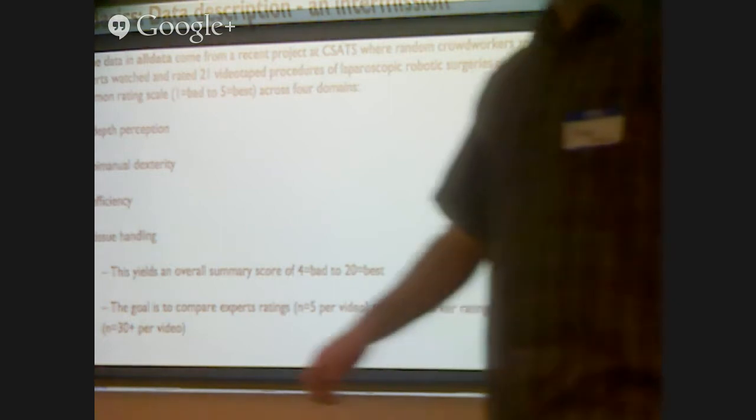Really the goal of this particular data set was to compare expert ratings, which ended up being 5 per video, with 5 experts rating these videos, and we had over 30 crowd workers rate these videos. We want to see how comparable they were. So that was just the motivation for the rest of the data that we'll be looking at, and I'll pop in and out of it when necessary.